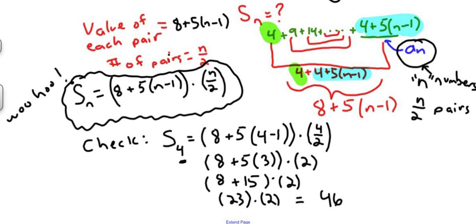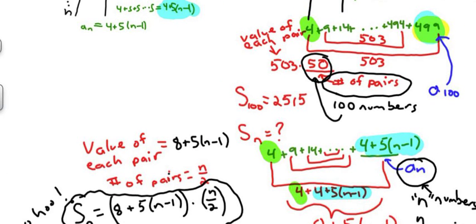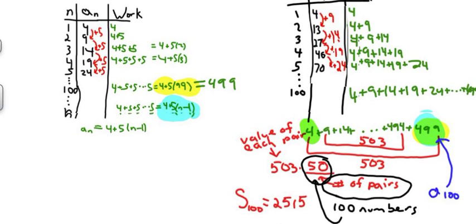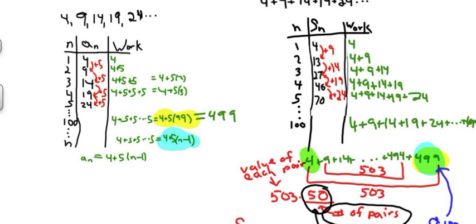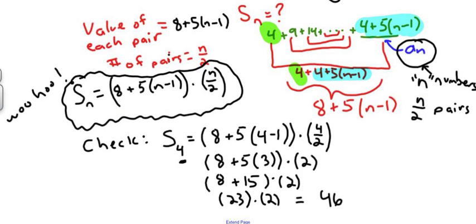Is that right? Is that what we wanted? Let's go back up. We already found the sum of the first 4 terms. Keep going up. And there it is. When n is 4, the sum was 46. Look, you can see it right there. So 46 checks out. So it looks like our rule works. Big check mark. Yay. There it is. That's our rule.